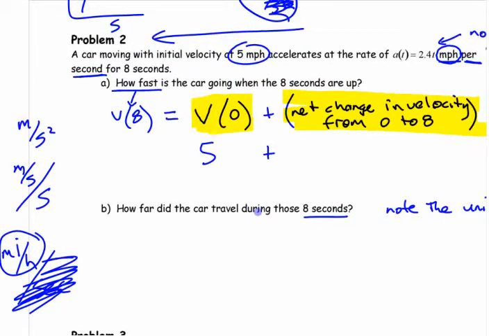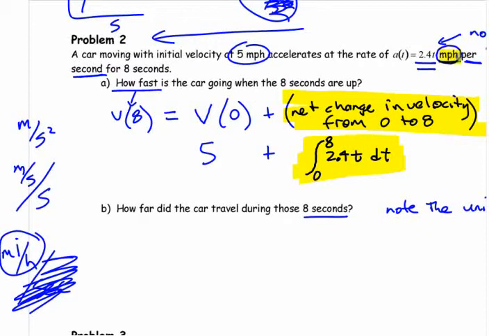per hour per second. How do we write the net change in velocity from 0 to 8 using an integral? Integral from 0 to 8 of this, right? Of 2.4 t with respect to t. This is the net change here, that's the net change in velocity from 0 to 8.